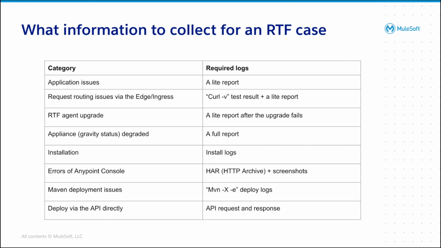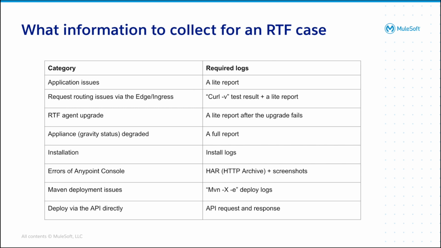If the gravity status shows degraded, then we need a full report. If the full report is too big, you may need to cut the report into small pieces and upload them to the case, or you can share the report via an FTP or Google Drive. For installation related issues, we need 3 files. I will show you the details in the next slide.